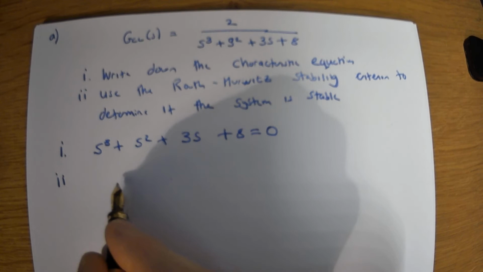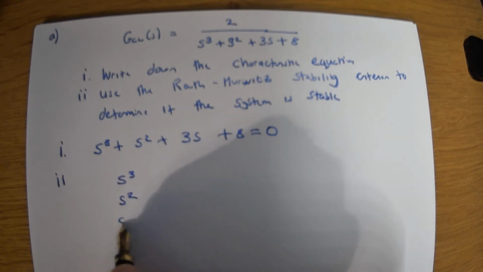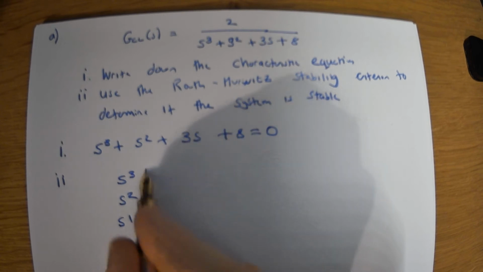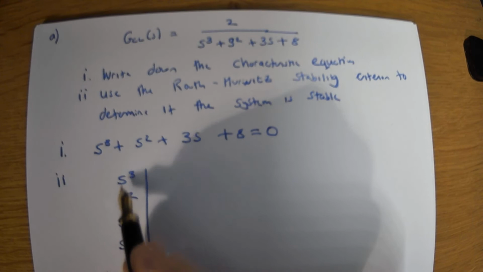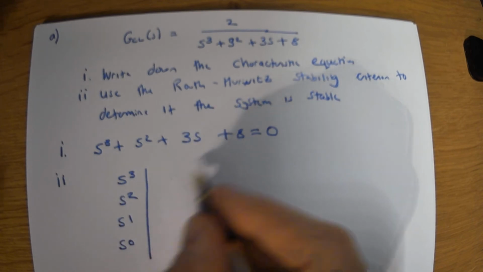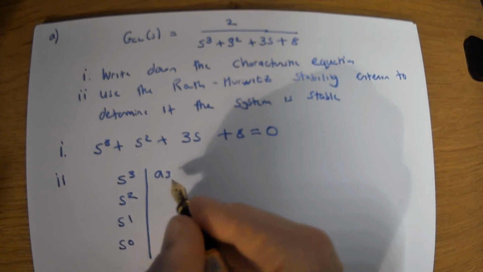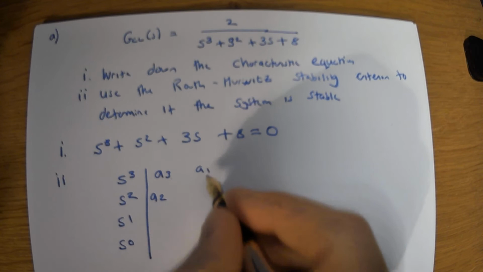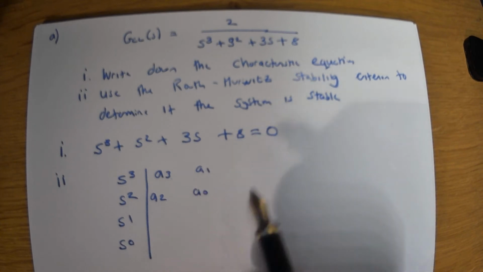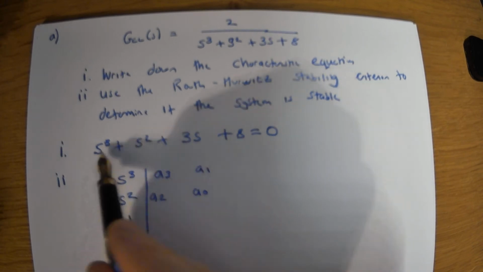What we need to do is populate the Routh array. I'm just going to start putting this together. Because it's of third order, we end up with this number of rows. Then to populate the Routh array, this ends up being A3, A2, A1, and A0. We get these values from this characteristic equation here.